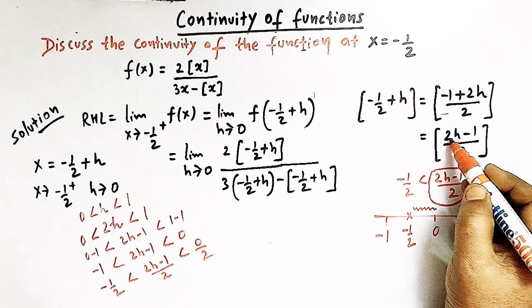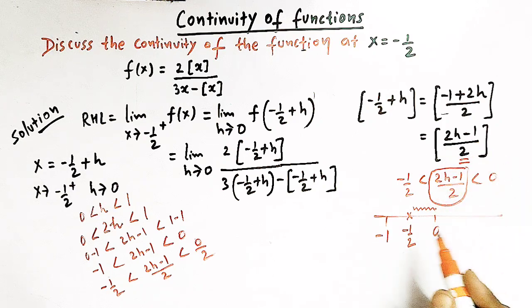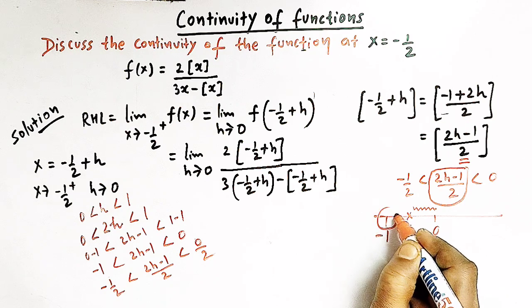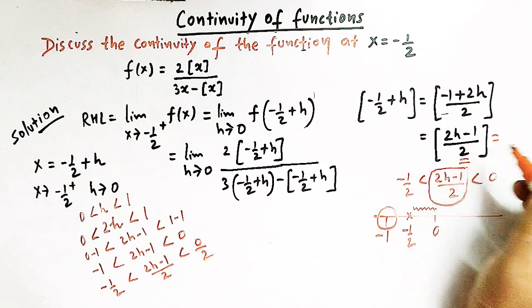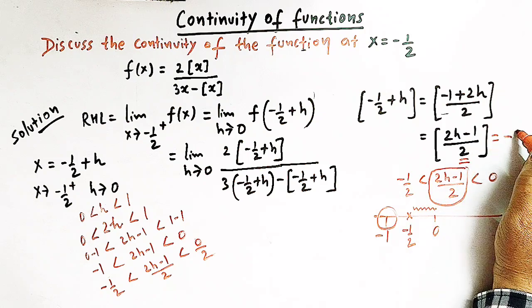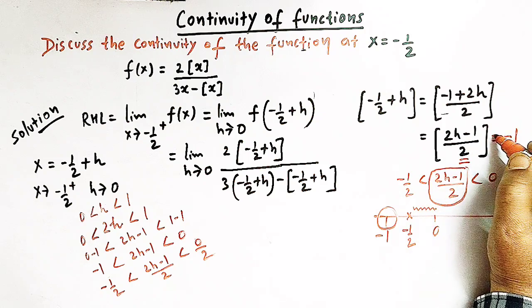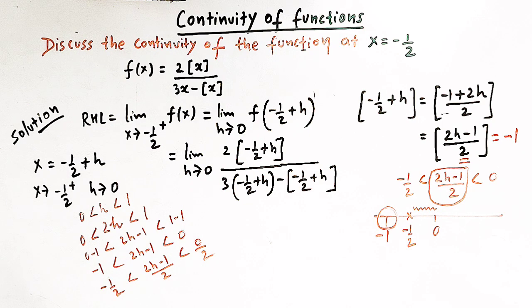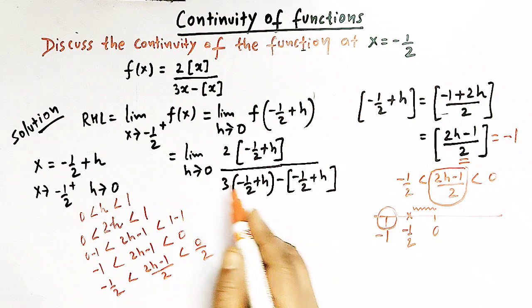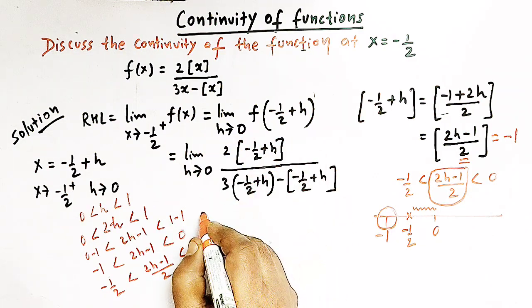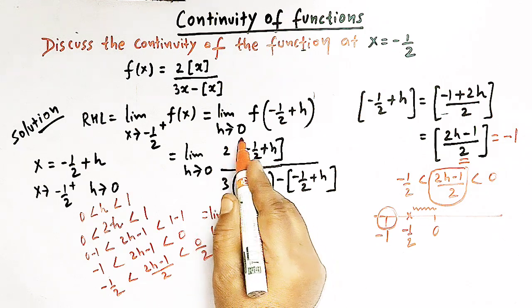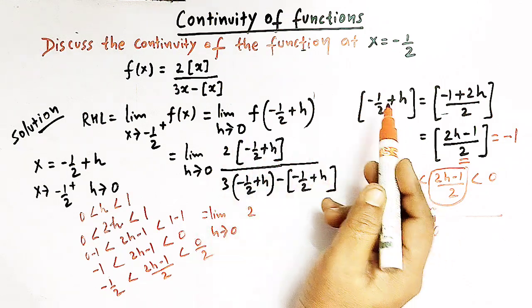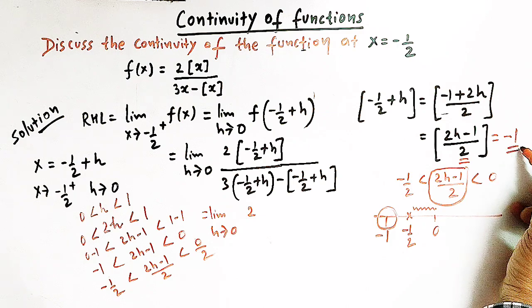So the greatest integer of (2h - 1)/2 should be equal to -1, by definition of the greatest integer function. So now we can easily compute the value of this limit. We have the limit as h tends to 0, and we have 2 times the greatest integer of (-1/2 + h), and that is equal to -1.